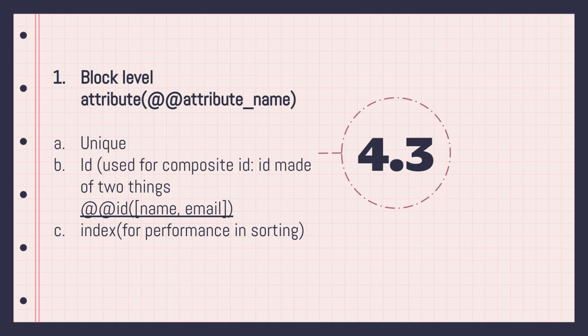We also have the ID attributes. We also have the index attributes, the index mostly for performance purposes, as I said earlier on. So these are the different attributes that you can use for migrating. You can add the different field attributes, block attributes rather, to your database.